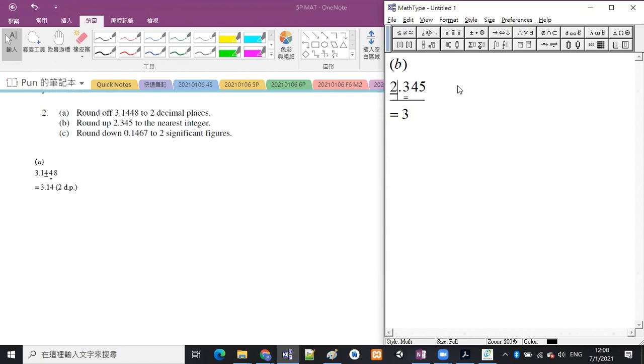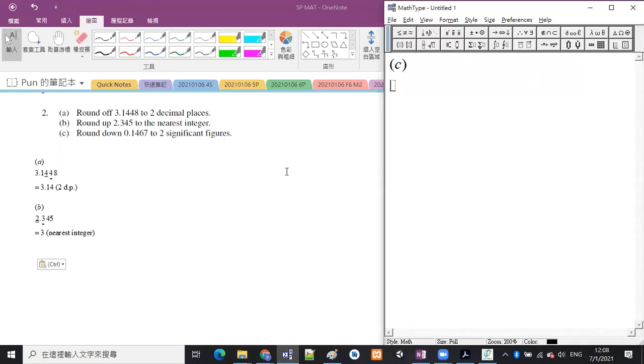Okay, no matter what number it is, we need to add 1 to this underlined number because the method we are using is round up, so it must be added by 1. Okay, so it is just equal to 3, and then we just ignore everything behind. Okay, and this is correct to the nearest integer. Can you get this?